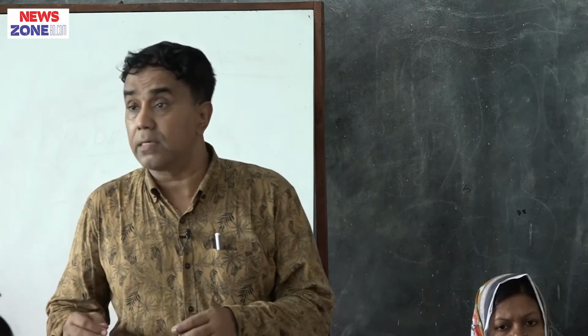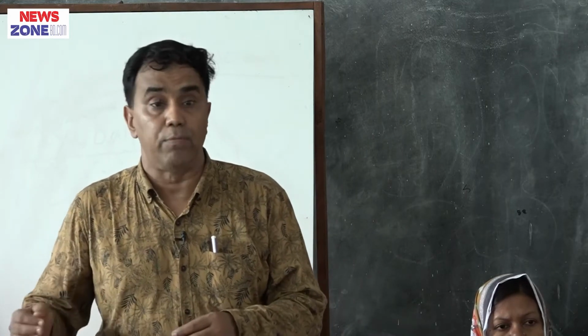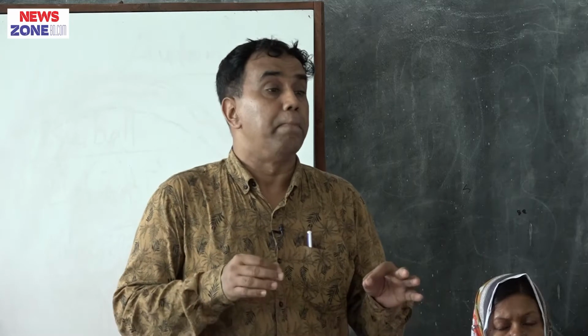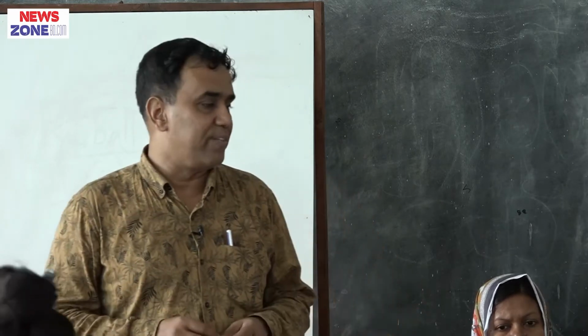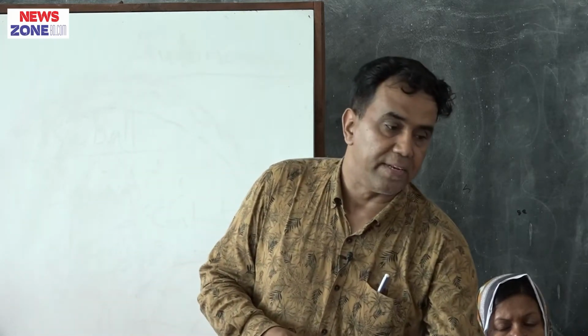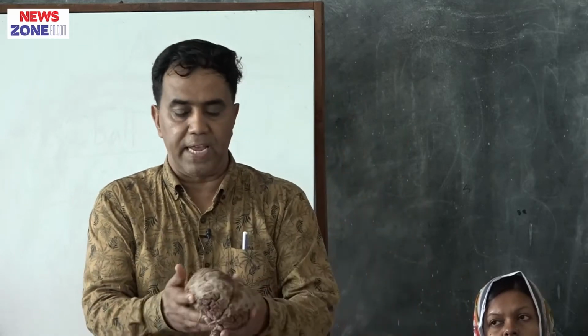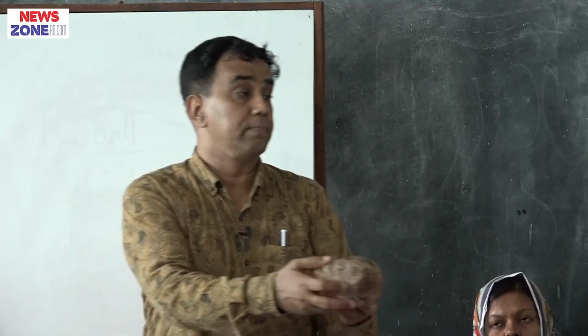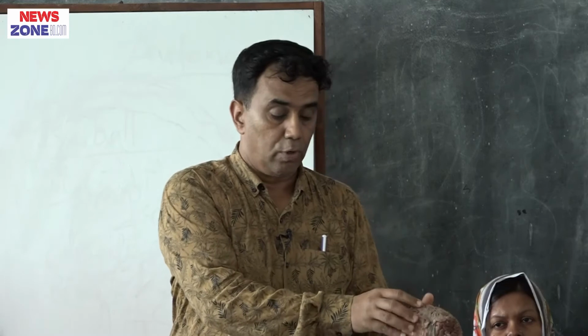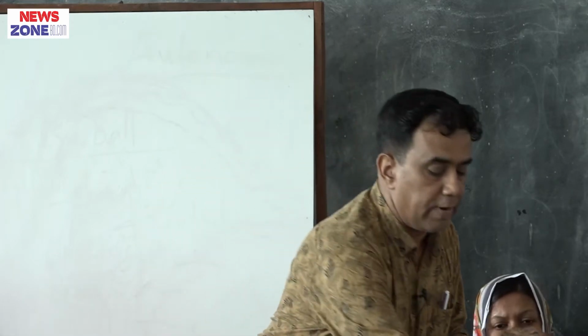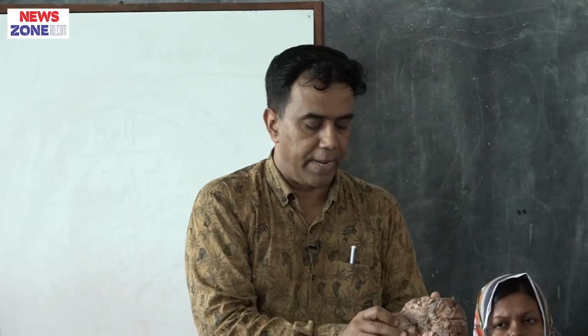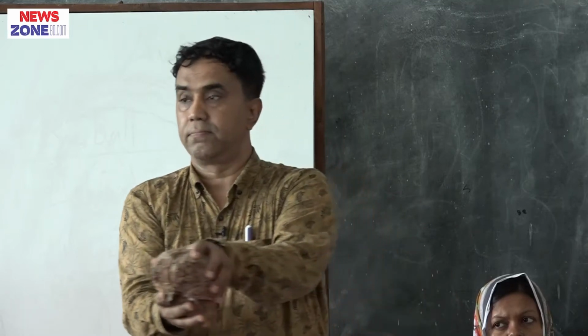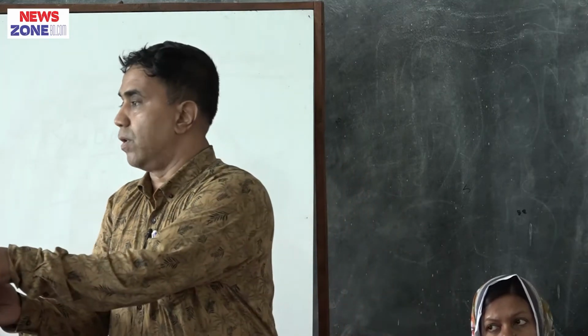So, this card comprises the CNS and eyeball. CNS means brain and spinal cord. Now, this is the brain. Although the cerebellum is absent here, if I connect the cerebellum, it is called brain. The whole structure is called brain.